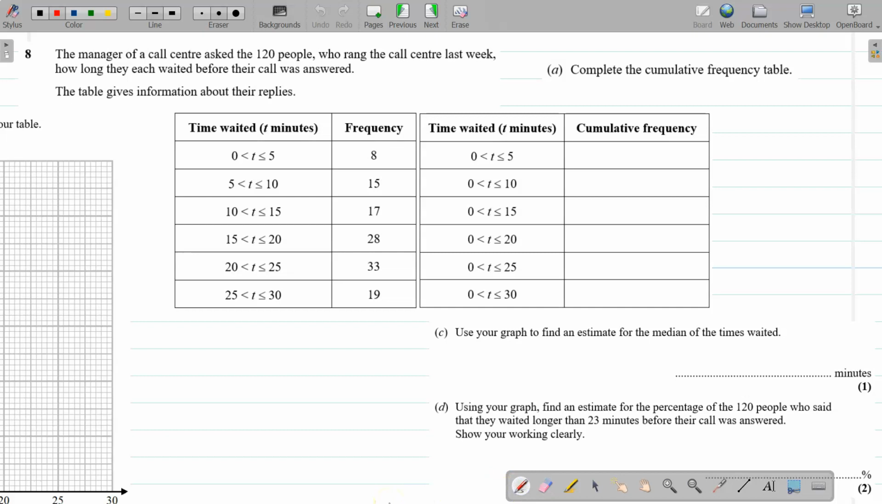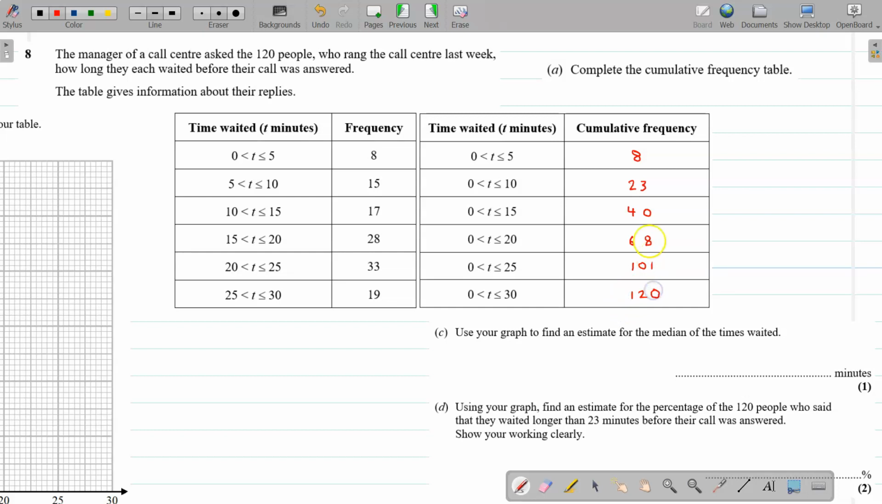Okay, number 8. We have here a question about cumulative frequency. Now I've put this table next to this one. It was laid out differently in the question, but basically the cumulative frequency is a running total of the frequency. So up to 5 minutes, it was a total of 8. Up to 10 minutes, it's the sum of those two, which is 23. Then we add on the 17 to get 40. Then the 28 to get 68. 33 will give us 101. And finally, we add the 19 to give us 120.